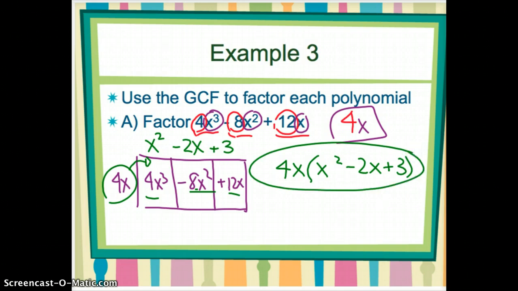To double check that you're right, you could multiply this out and make sure it really equals your original. So 4x times x squared is 4x cubed. 4x times the negative 2x is negative 8x squared. And 4x times 3 is positive 12x. That's what my original expression was, so I've checked it and I'm done.